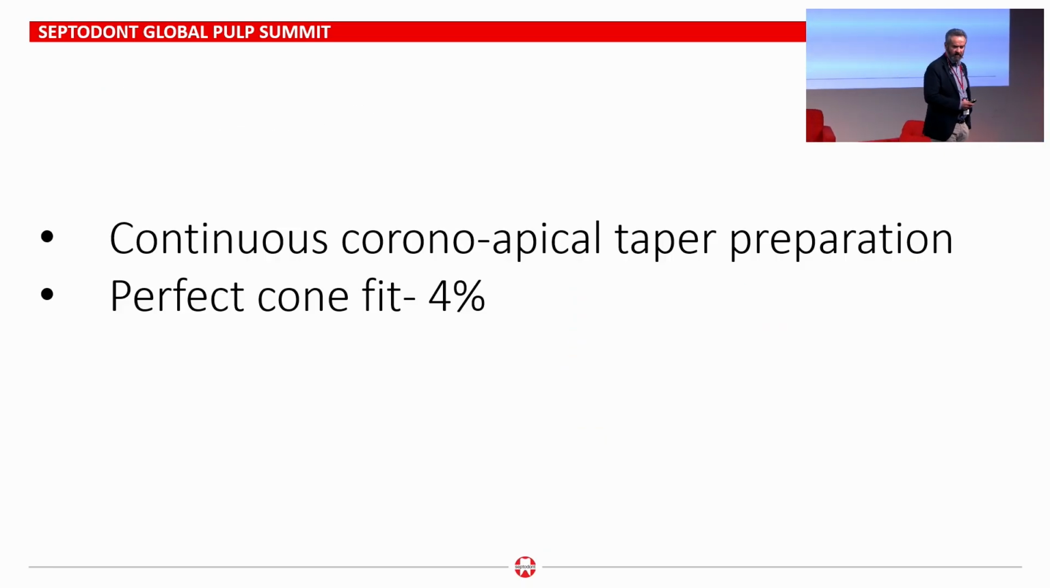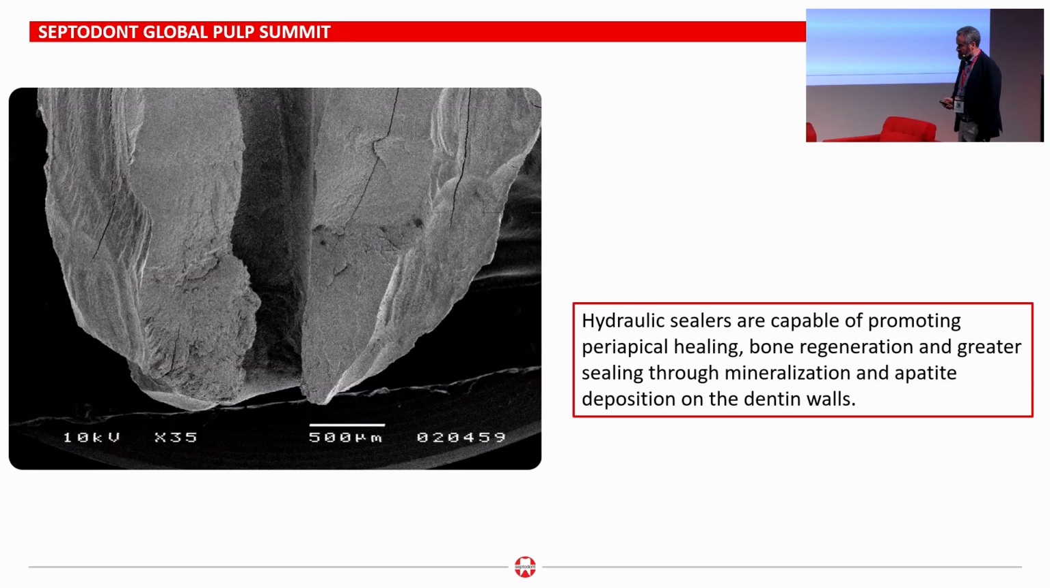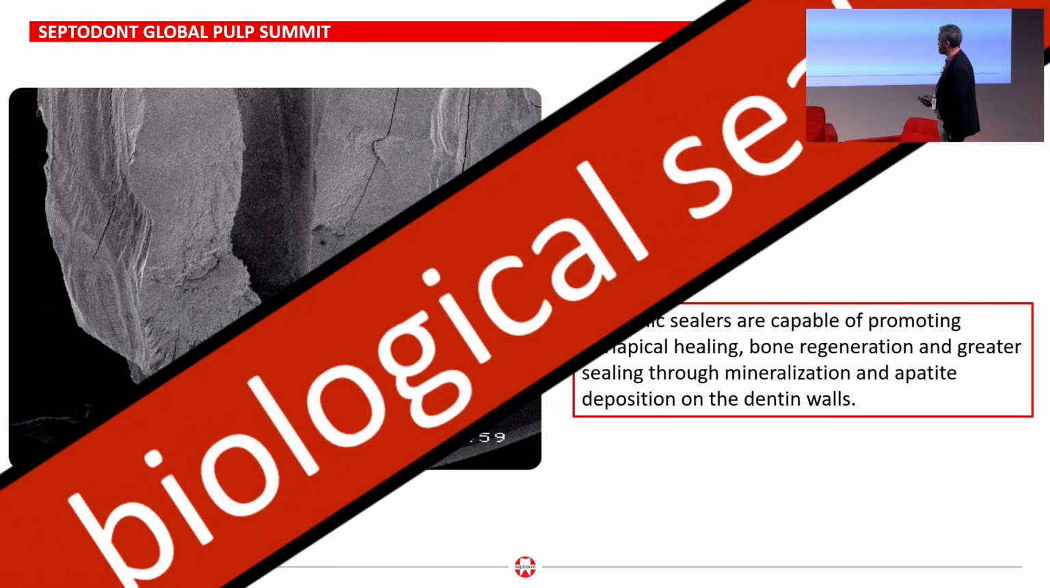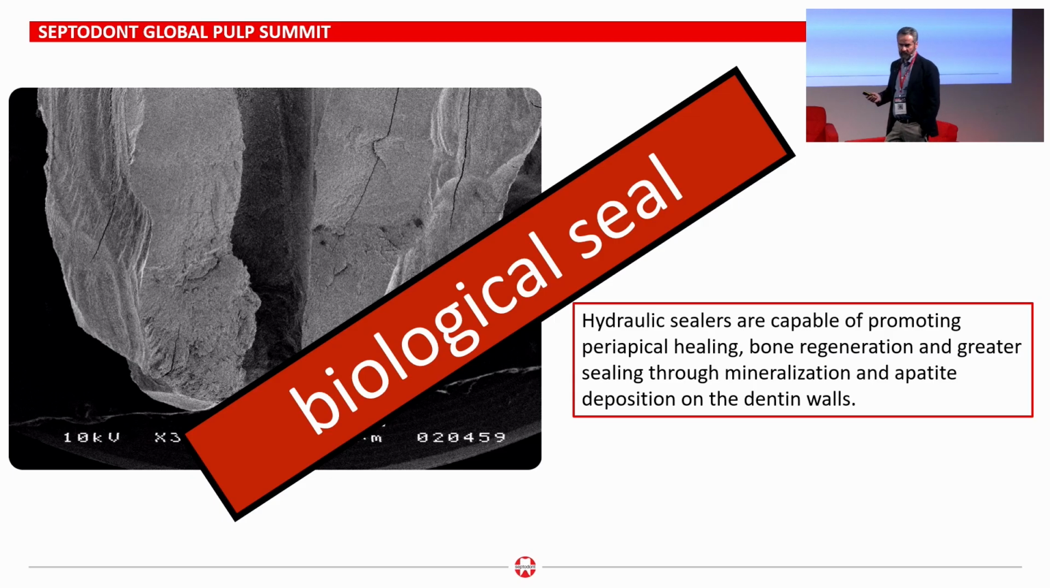We have to prepare and shape our canals with a continuous coronal apical taper preparation, and we have to do a perfect cone fit. I normally use a 4 taper cone. In this case, with these materials, we are capable of promoting periapical healing, bone regeneration, and greater sealing through the mineralization and apatite deposition of the dentin walls. This is called biological sealing. This is new. With this sealer, we have this biological seal that is different from the traditional hermetic seal.